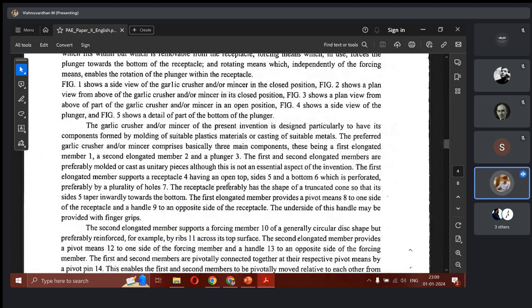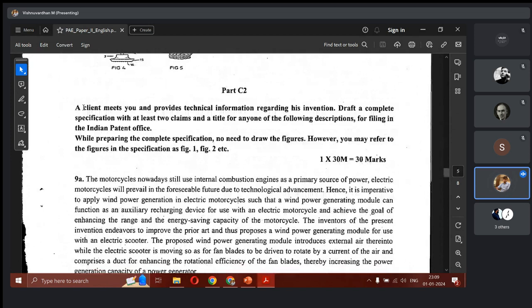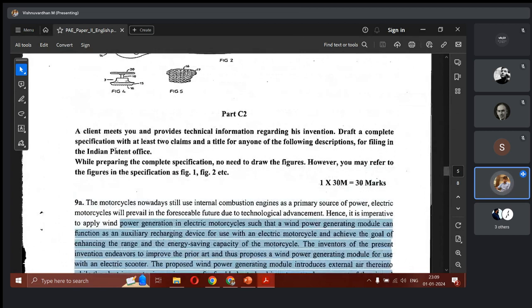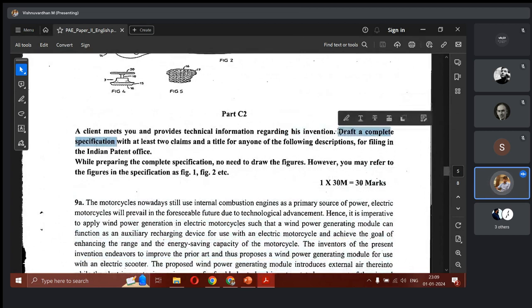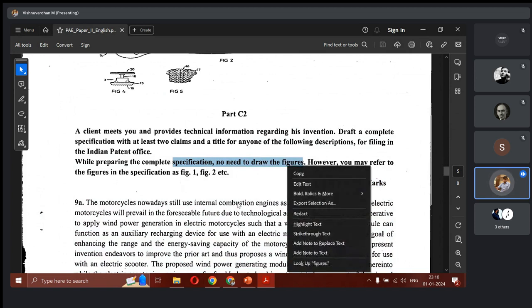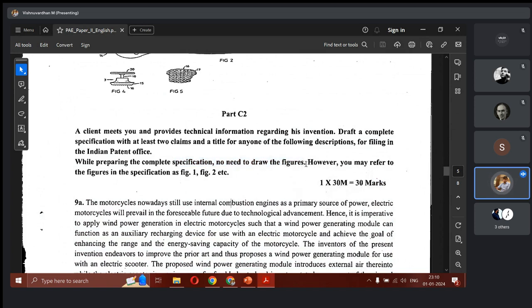Okay, and then part C2, again, they tell you, a client meets you and provides technical information regarding his invention. They've given you the details here. Okay, draft a complete specification. So here they expect you everything: Chai Tapri, FBOSS, and last 2 also, Bangladesh, Cricket, Australia, with at least 2 claims and a title for any one of the following descriptions for filing in the Indian Patent Office. This is 30 marks. Okay, you don't have to draw the figures. They've given you figures also. You don't have to draw them. Just you have to write everything.